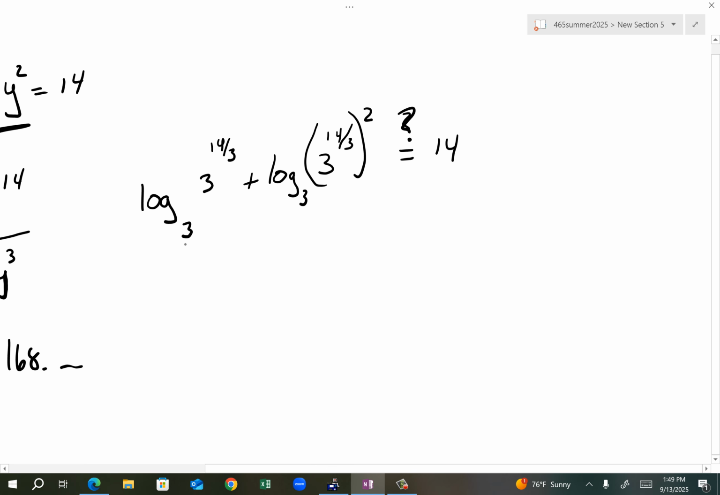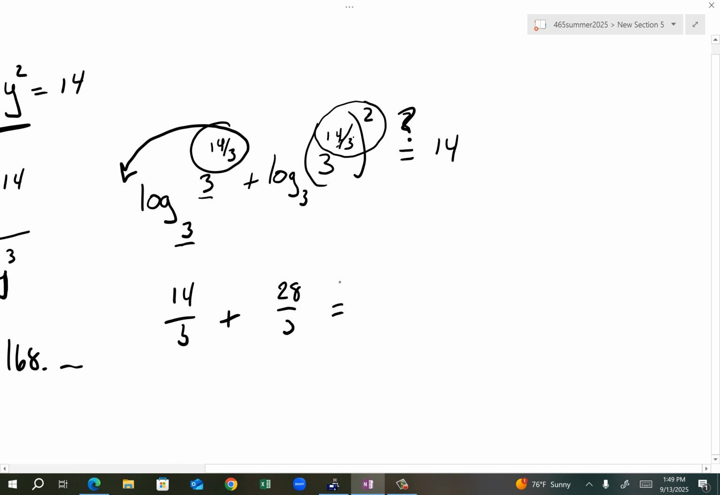Wait a minute. The log base 3 of 3 to some power. Dog, those cancel each other out. This exponent can come out front. And the answer is simply, what is the log base 3 of 3? It's 1. So I get 14/3. Same thing here, except check this out. This is squared, so I times those two. I get 28/3. I bring that out front. I get 28/3 is equal to question mark 14. Well, that would be 42/3 is equal to 14. That's a big fat check mark.